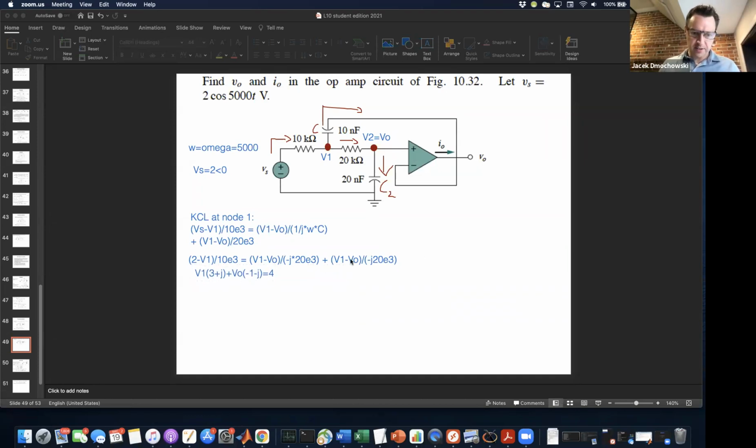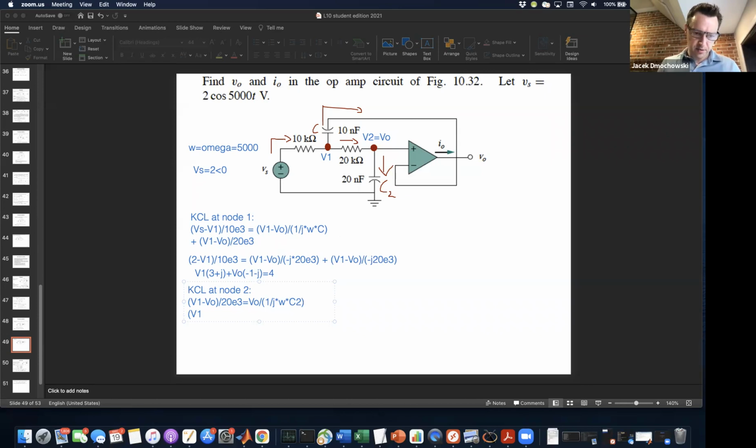Just multiply both sides of the equation by 20,000. Then KCL at node 2 is even simpler because we just have one current flowing in and one current flowing out. (V1 minus V naught) over 20,000 is equal to V naught over 1 over J times omega times C2. C2 is this capacitor here.